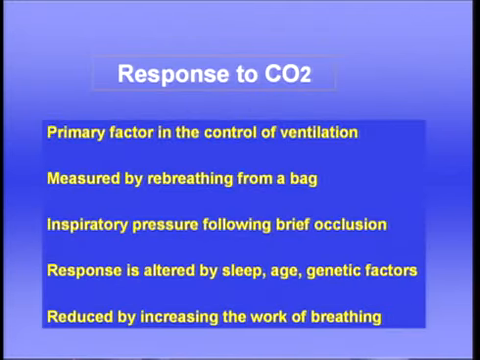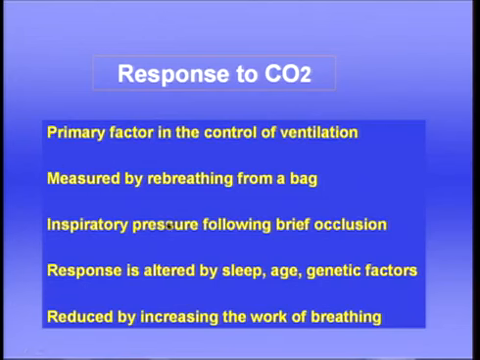And we can summarize some of the features here. As I say, it's the primary factor in the control of ventilation. How do we measure it? Well, we can measure it by having a subject rebreathe from a bag. In other words, it's connected to a rubber bag which contains some CO2, and as he inhales the CO2, his ventilation increases, and then as he adds CO2 to the bag, because he's producing it from his tissues, so the PCO2 rises, and we can look at the ventilatory response to the increase in PCO2. So that's a way of measuring the ventilatory response to carbon dioxide.